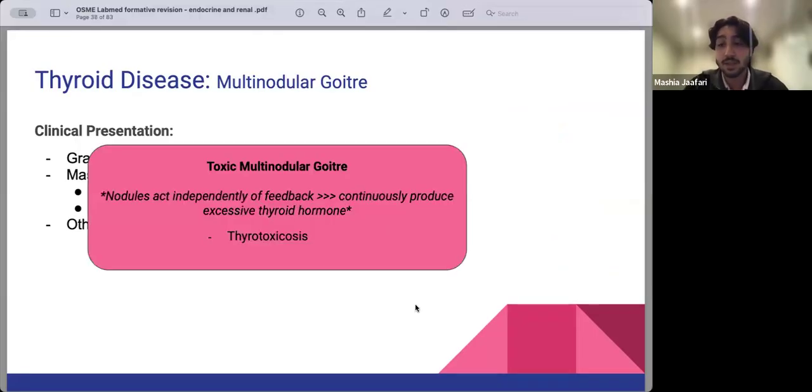So remember, I said toxic just means that the nodules are releasing thyroid hormone. So when it becomes a toxic multinodular goiter, that's when each of these nodules are releasing thyroid hormone and you become hyperthyroid. You get this thyroid toxicosis, this very acute increase in thyroid hormone.